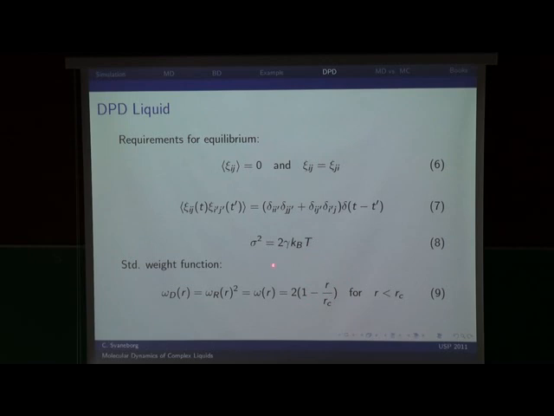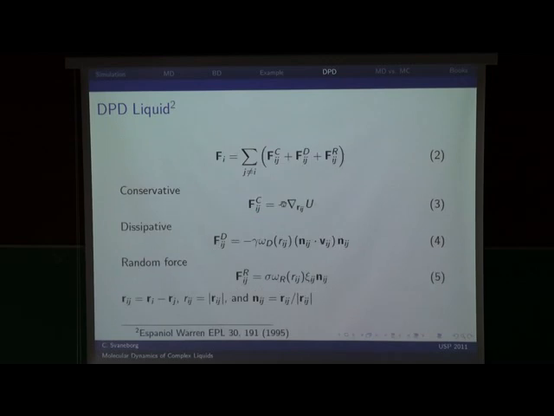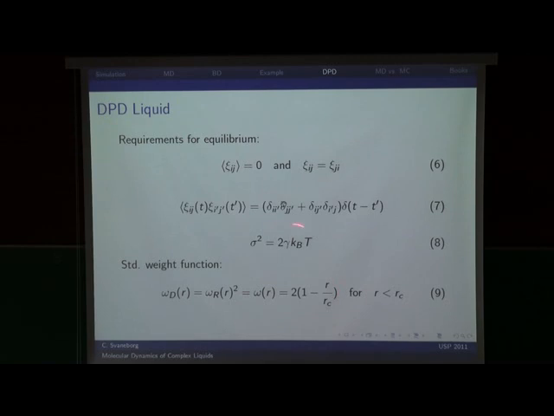Here we also have a relation between the prefactors. You can see that sigma controls how much you kick, and gamma controls how much energy you dissipate. And again, there's a relation between dissipation and kicking.